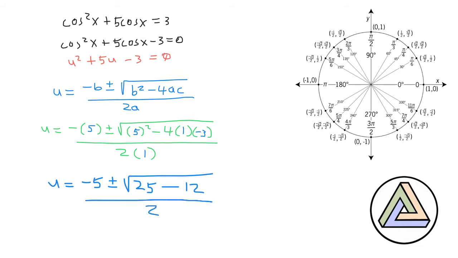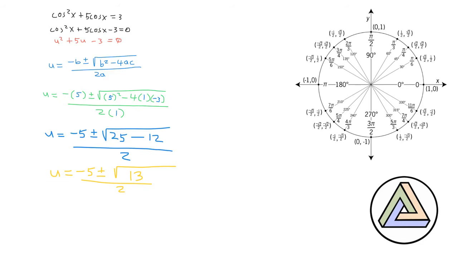Simplifying further, we have u equals negative 5 plus or minus the square root of 25 minus 12, which is 13, all over 2. So therefore, u equals negative 5 plus radical 13 over 2, or negative 5 minus radical 13 over 2. So let's replace the u with cosine x.